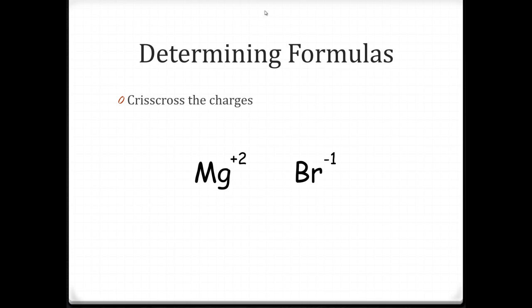Crisscross them. Okay, so if I have a +2 and a -1, this 2 goes over here, this 1 goes over here, and as a result we get Mg1Br2. Now the 1 is not usually written because it's assumed to be there.